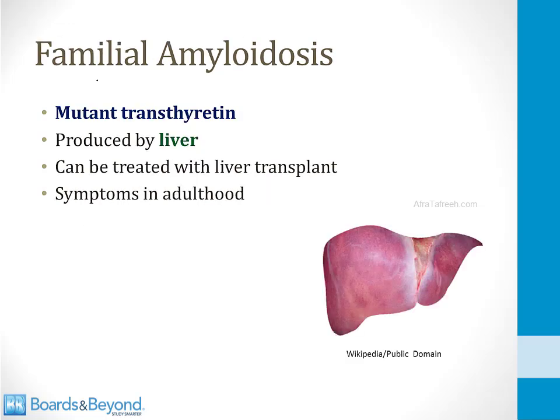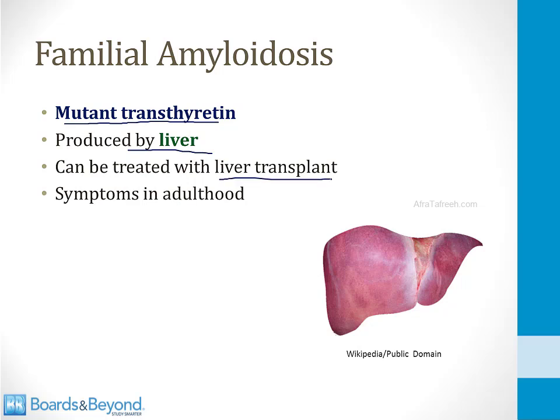Familial amyloidosis is caused by an abnormal gene which leads to production of a mutant form of transthyretin that deposits in tissues and forms amyloid. The mutant transthyretin is produced by the liver, and for that reason, this is the one form of amyloidosis that is sometimes treated with liver transplantation.